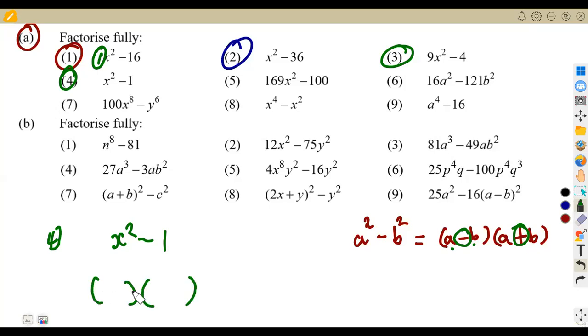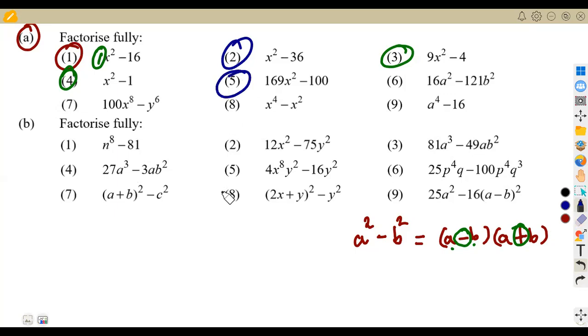So we're going to have 2 brackets at the end: the square root of x squared, which is x, and also x here, and the square root of 1, which we saw is 1. So 1 is going to subtract, another one is going to add. So that means we are done. That's how you can simply factorize any difference of 2 squares, as long as you can tell that this is a perfect square.